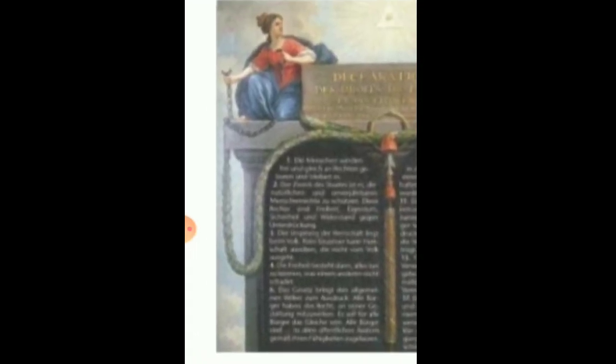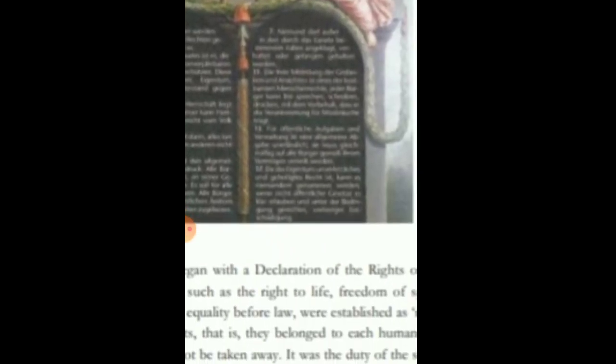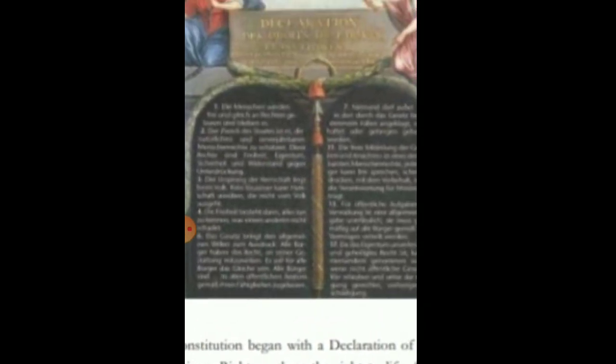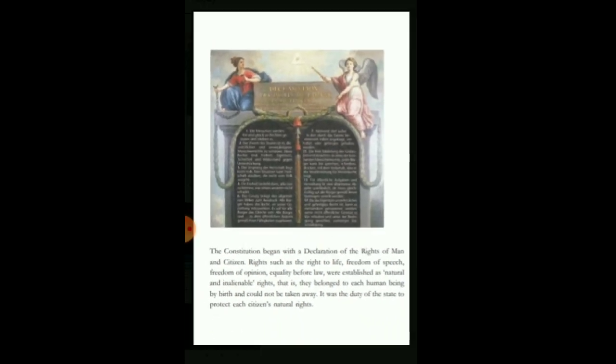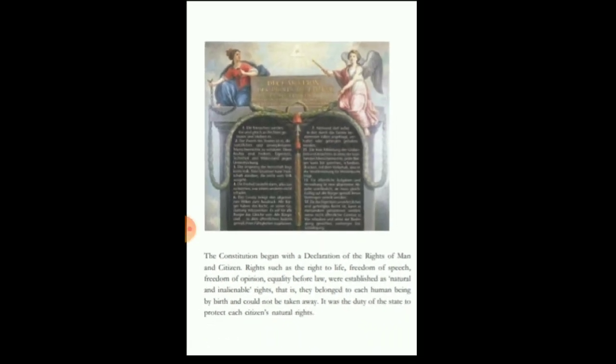So, this is the declaration of the rights of man and citizen, and this was guaranteed in 1791. I hope that you have understood.